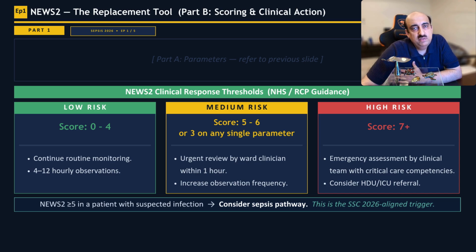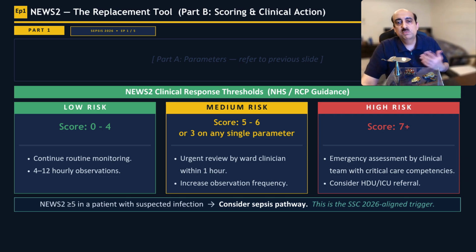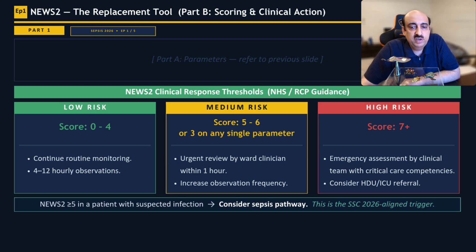And high risk, a score of 7 and above, means emergency assessment as soon as possible, and you can activate the critical care outreach team or medical emergency team based on the local protocol. You can get in touch with them, a rapid response team, depending upon the local facilities. And you might consider escalation to a high dependency unit or critical care ICU accordingly. And once you have a NEWS of 5 or above and the patient has a suspected infection, then you consider the sepsis pathway or the golden hour or the sepsis resuscitation bundle, depending upon your local policies and protocols.